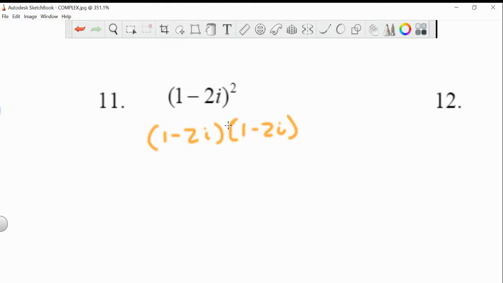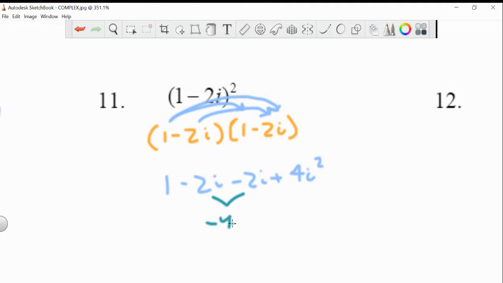And then we go ahead and distribute, or really it's like double distributing, but we're FOILing here. 1 times 1 is 1. 1 times negative 2i is negative 2i. Negative 2i times 1 is negative 2i. That would make positive 4i squared. Then these two are going to combine and make negative 4i.